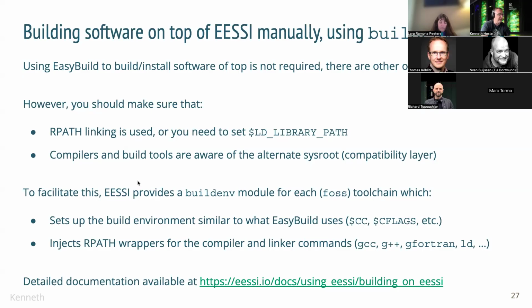For this, so for manual installations, we also provide a module called build-env, which essentially sets up your environment to make that process a bit easier. So it does two things. It sets a bunch of environment variables, very similar to what EasyBuild does. So things like $CC, $CFLAGS, and so on. And then what it does underneath the covers, it also injects RPATH wrappers. So it essentially wraps around the compiler command to make sure all the RPATH linking is done, and that you don't have to worry about this.